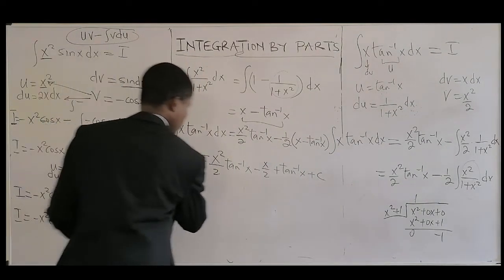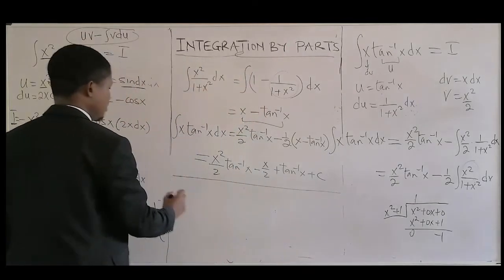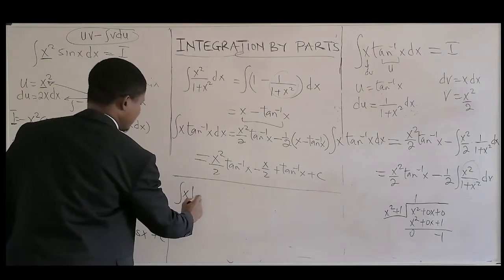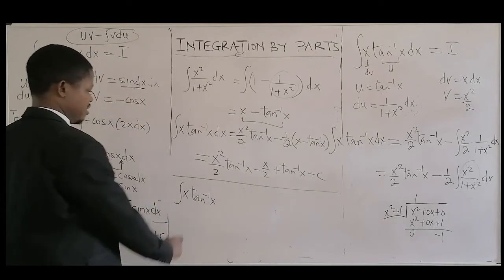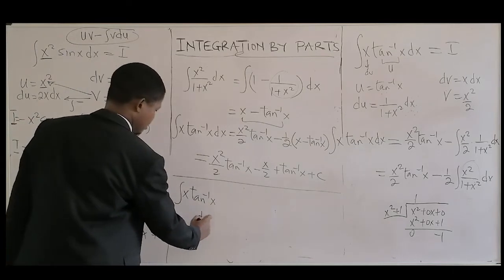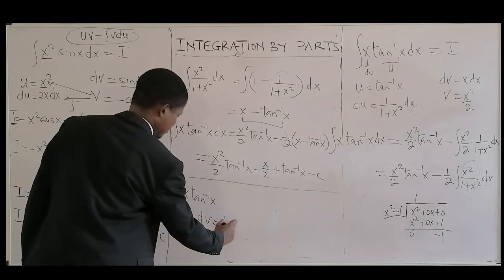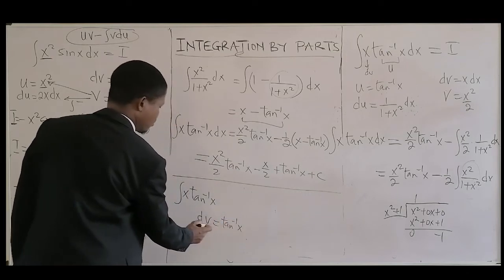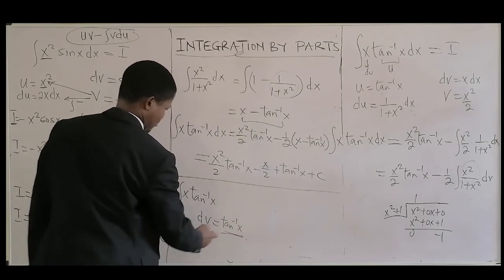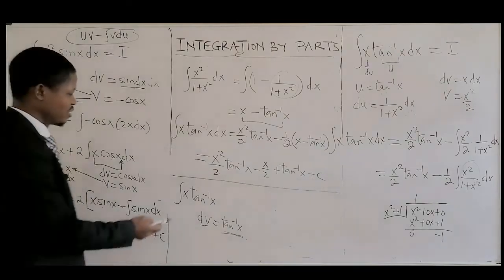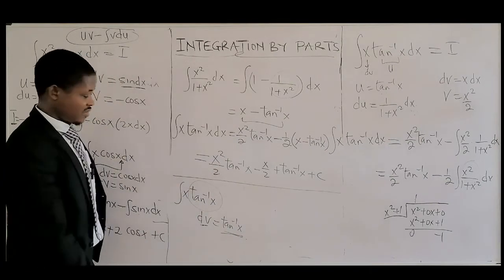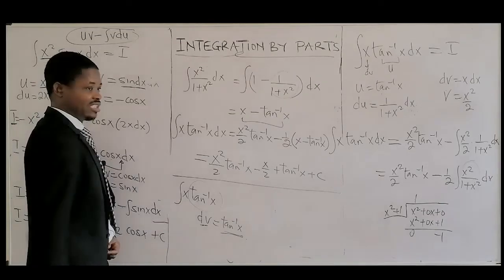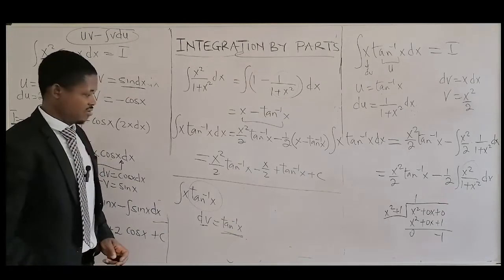I want you to see something. If you had gone for arctan x and called it dv, you would have to integrate arctan x. We don't have the integral for this, so you would be wasting your time. This is a differentiable function, but you can't easily integrate that. Okay, so that's that.